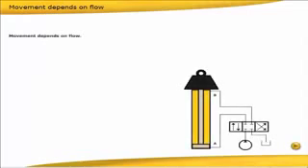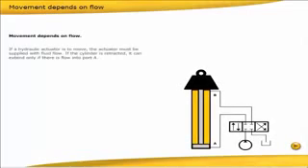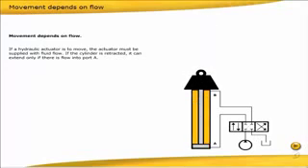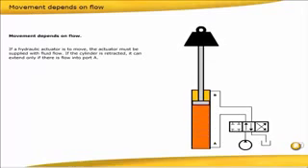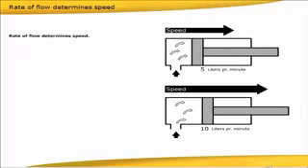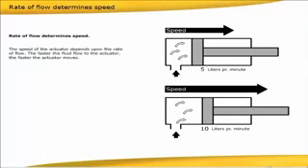Movement depends on flow. If a hydraulic actuator is to move, the actuator must be supplied with fluid flow. If the cylinder is retracted, it can extend only if there is flow into port A. Rate of flow determines speed. The speed of the actuator depends upon the rate of flow. The faster the fluid flow to the actuator, the faster the actuator moves.